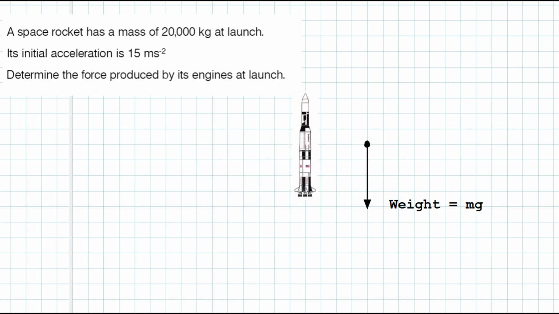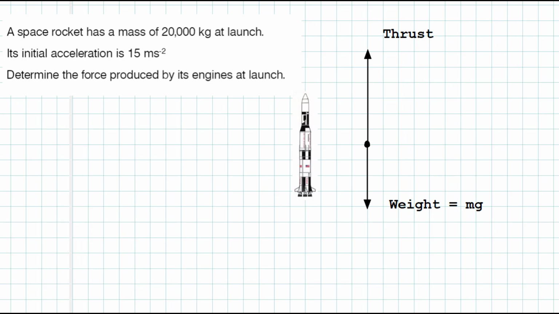What's the other force acting vertically? Well, it must come from the thrust of the rocket, or the force produced by the engines at the launch. And that's what we call the thrust. So we can put that there like that. Now, because the rocket is accelerating upwards, then that must mean its acceleration has got to be upwards. The thrust is bigger than the weight.